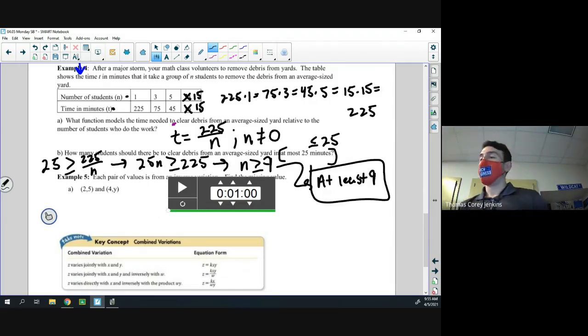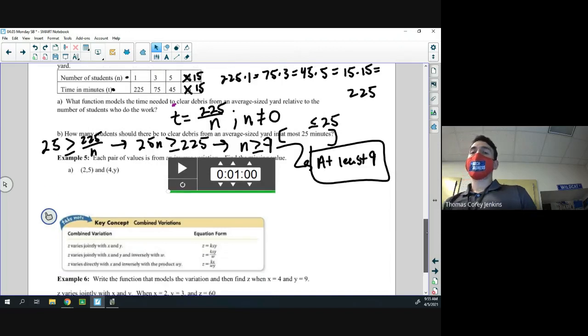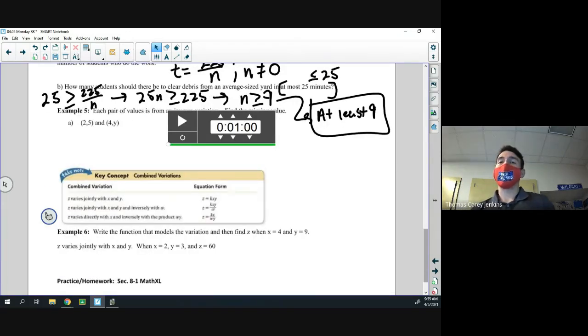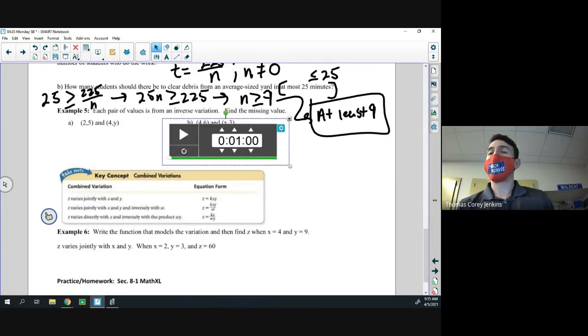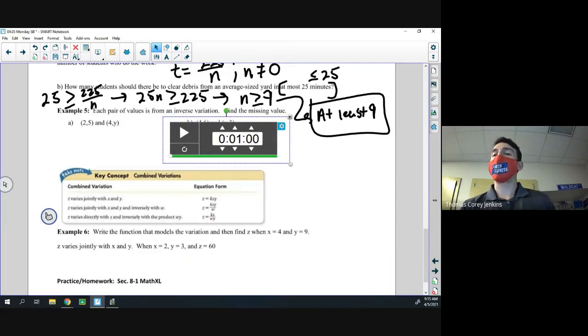All right, so any questions on that one? Okay. Next problem, on MathXL, this would either say each pair is direct or inverse. This one says inverse variation, find the missing value.